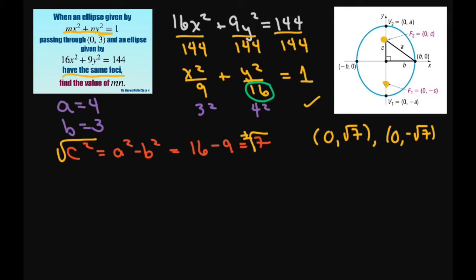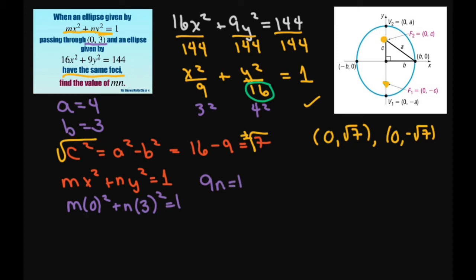Now let's look at mx squared plus ny squared equals 1. And it passes through this point (0, 3). So if I substitute in 0 for x and 3 for y, I'm going to get 9n equals 1. So n is 1/9. So that makes it nice. To know that, we just have to find m.